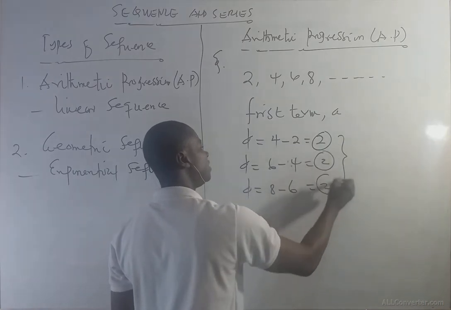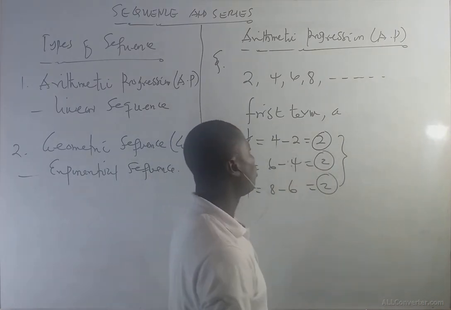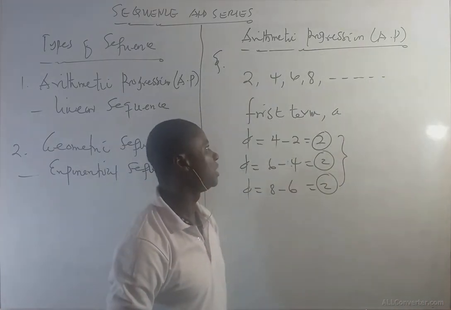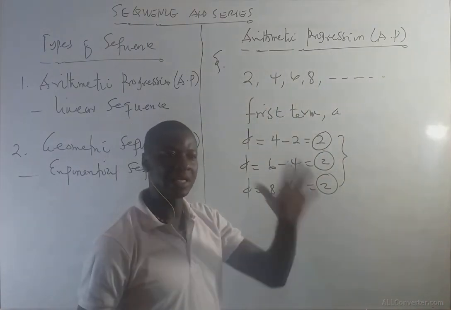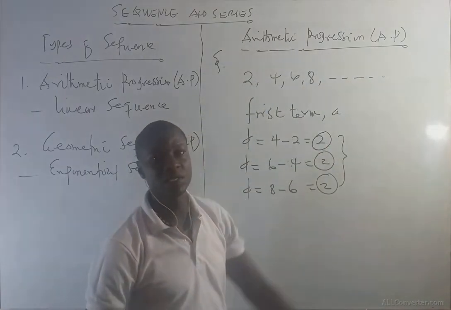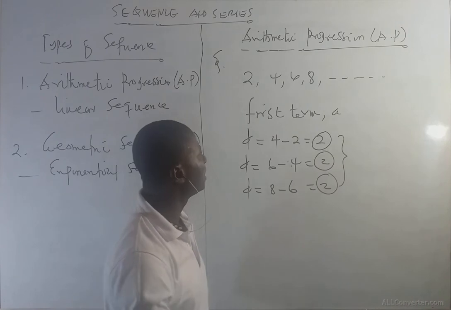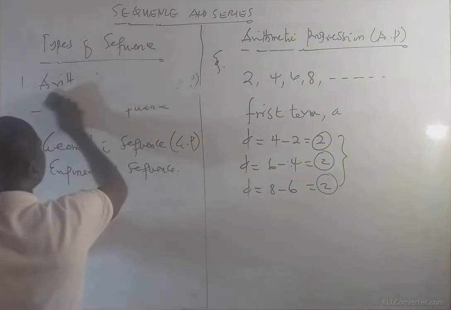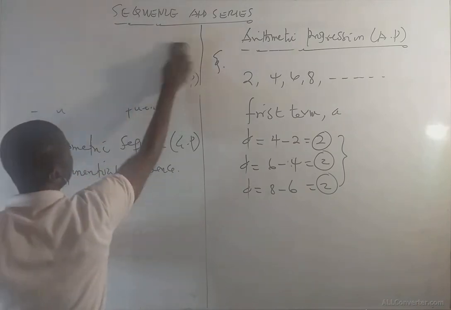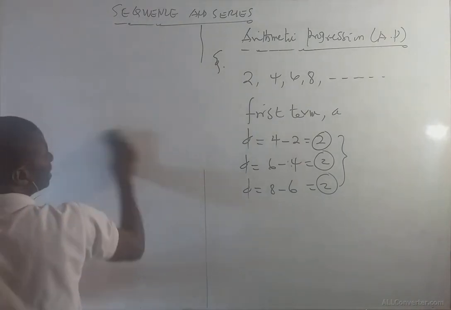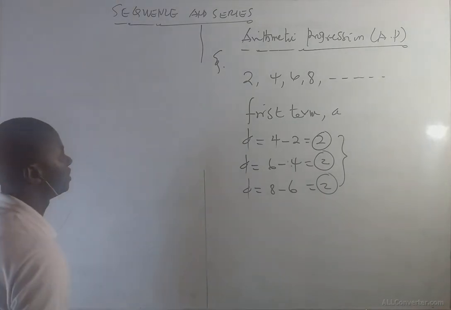So if a sequence is behaving like this, then we call that type of sequence a linear sequence or an arithmetic progression. So any sequence that has the same common difference is termed arithmetic progression or the linear sequence. Take note of that. Don't forget that we are still under the linear sequence. We are now looking at the linear sequence.